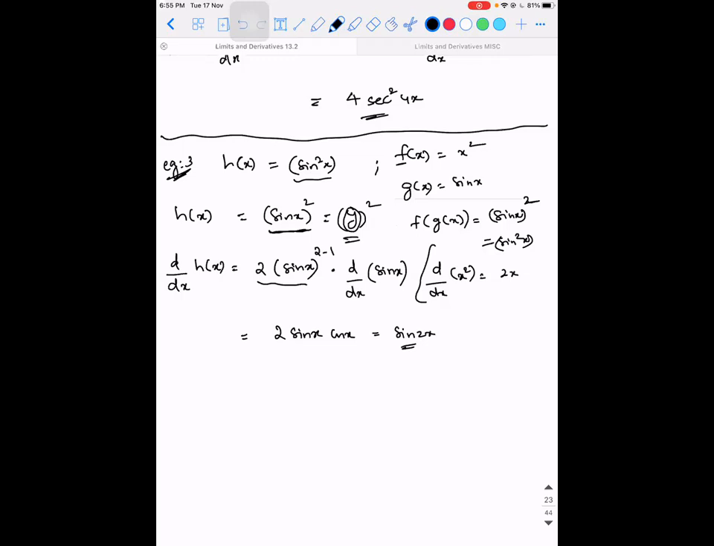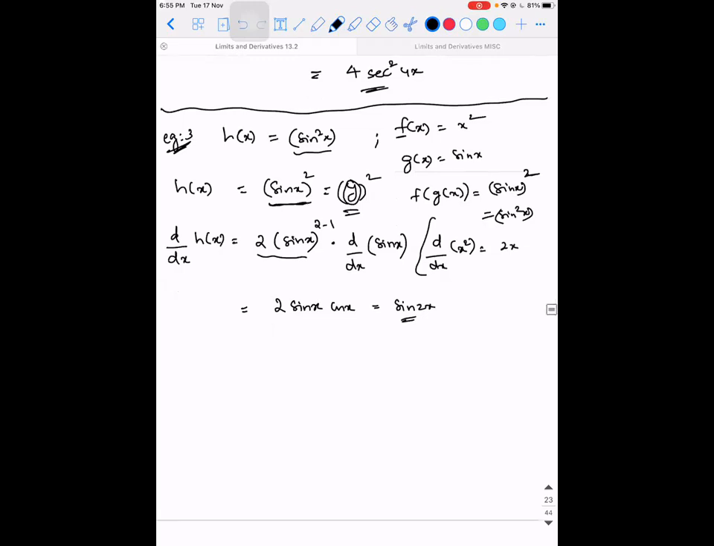Here I'm giving you a formula. Listen. Note: d by dx of some function f of x raised to the power n is equal to n into f of x raised to the power n minus 1 into f dash of x.